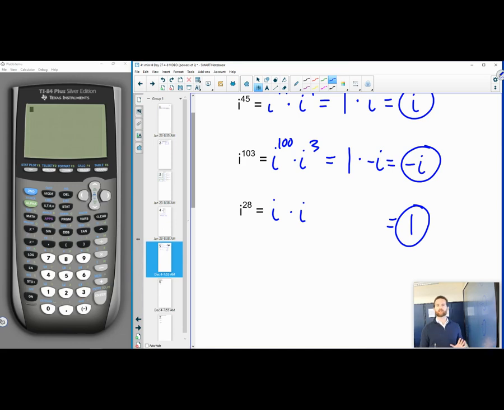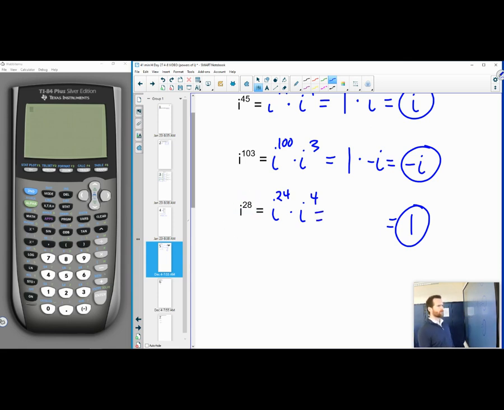But let's say you didn't see that. Let's say you looked for a multiple of 4 that was smaller than 28. You'll still get the right answer. Let me show you how you can do that. Well, the multiple of 4 that's smaller than 28 would be 24. So that's i to the 24, which leaves 4 powers left to get back to this 28. 24 plus 4 gets us to 28.